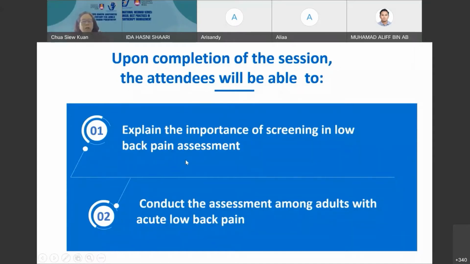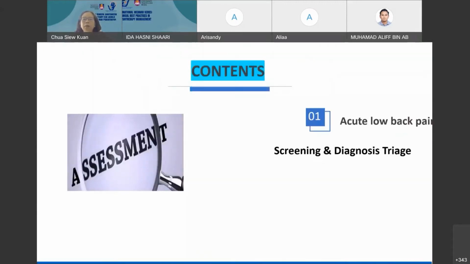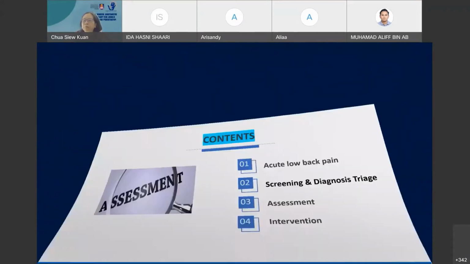So at the end, hopefully you all can identify the importance of screening in low back pain. This focuses on acute low back pain, and you can conduct assessment among patients with low back pain. The content is very simple: acute low back pain background, screening and diagnosis, triage and assessment, and treatment.